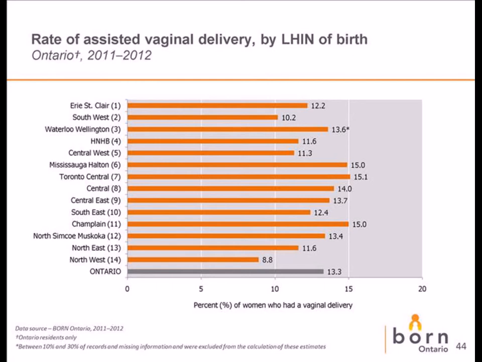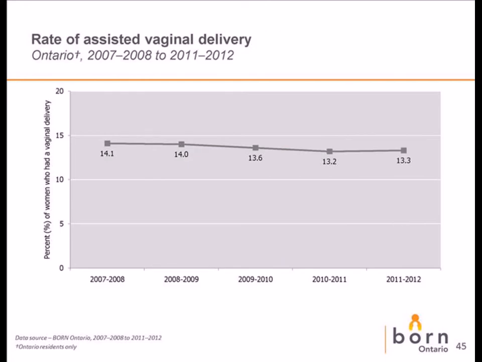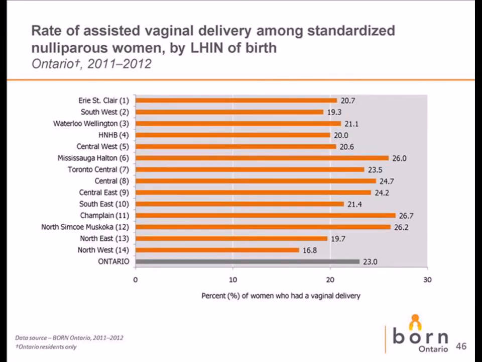You can see that the rate for Ontario is about 13.3%. That means there are women who require assistance in the second stage of labor to deliver their baby. There are clinical practice guidelines out there for providing care during the second stage of labor, which we should certainly be looking at. And this is the trend line for assisted vaginal delivery over the last 5 years. We're pretty stable from where we were last year.